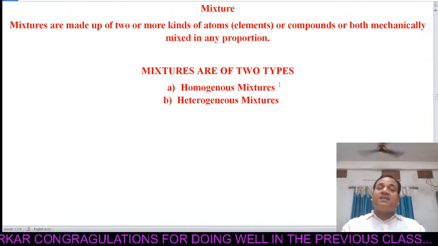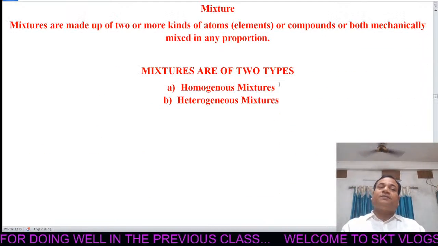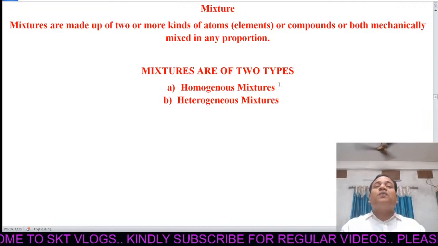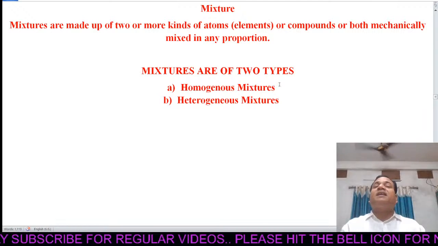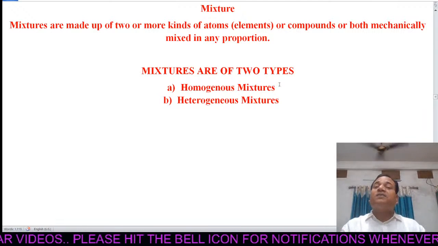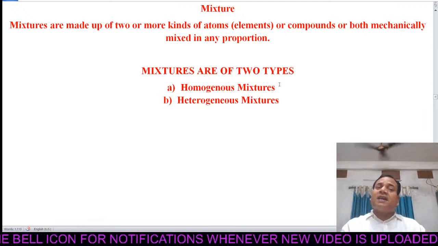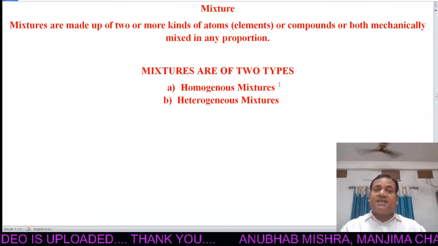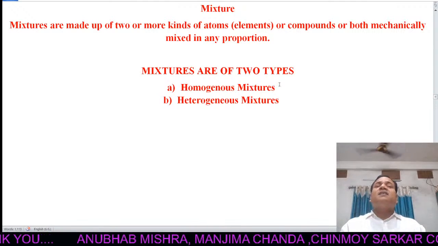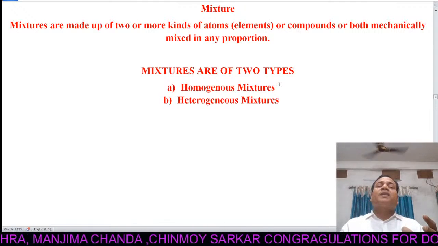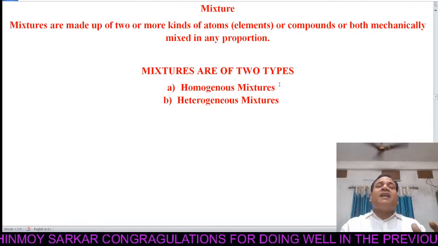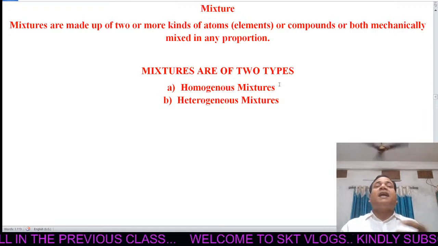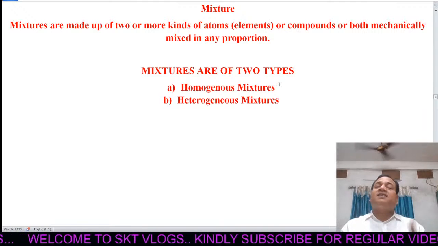Now see mixture. What is a mixture? Mixtures are made up of two or more kinds of atoms or elements or compounds or both, mechanically mixed in any proportion. जैसे आप कहो, sand is mixed with water. This is a mixture.